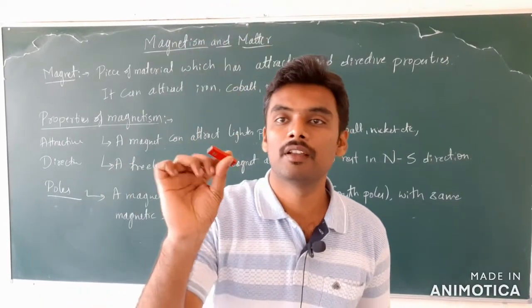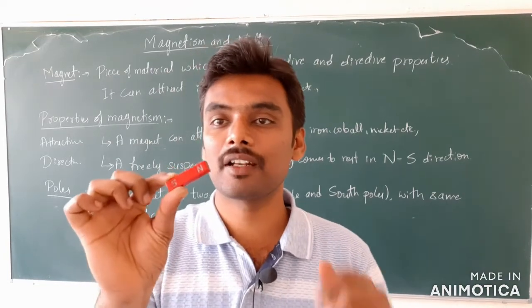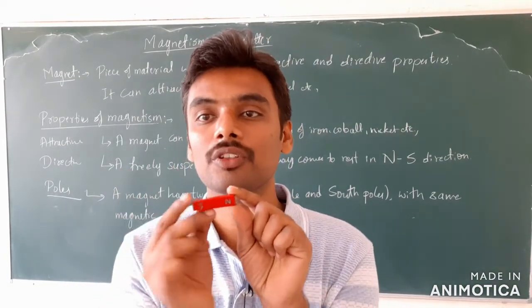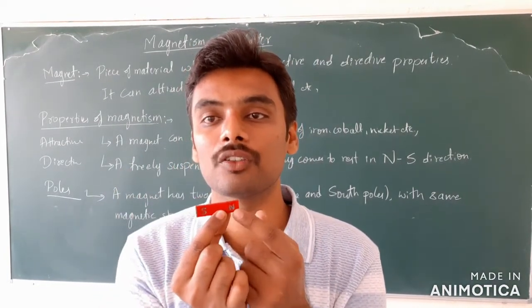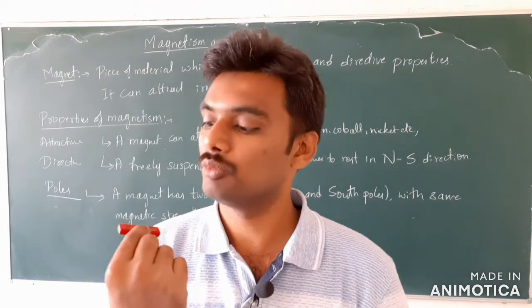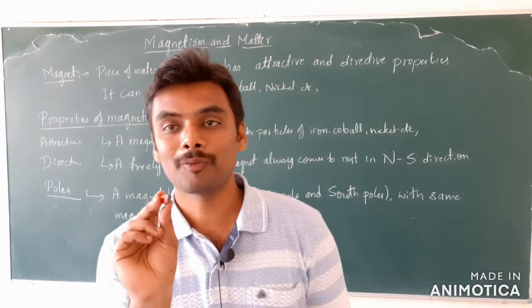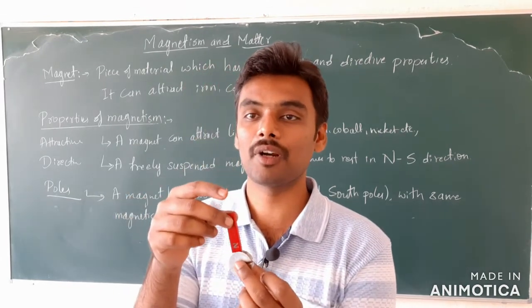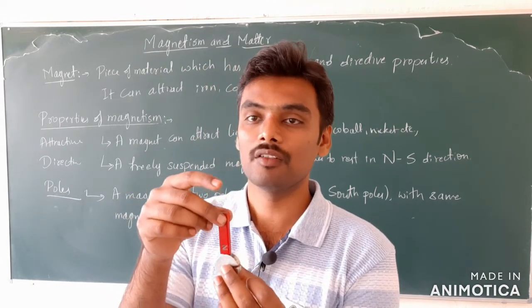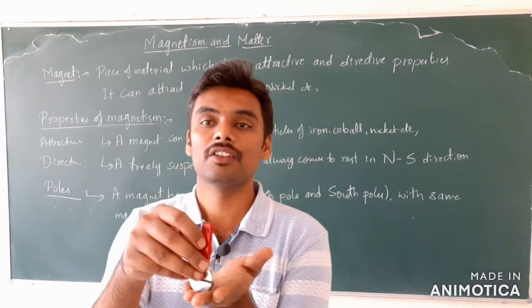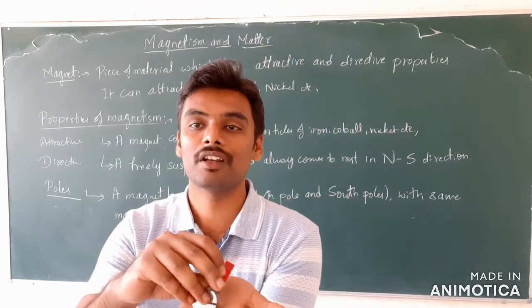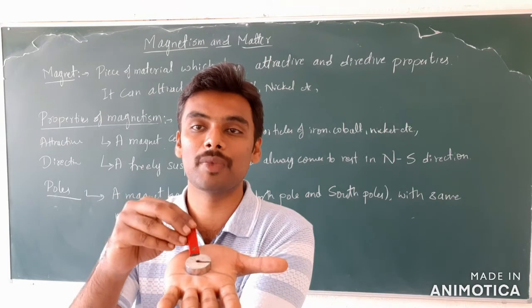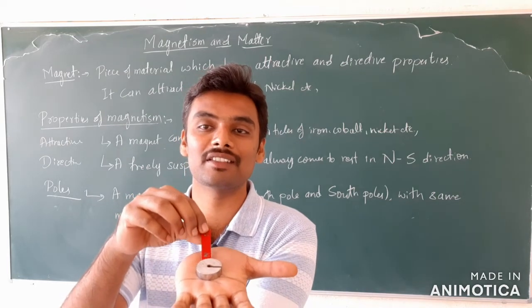Okay, see, this is another magnet where north pole and south pole are mentioned. Actually, this is north and this is south pole. See, this is a small magnet. Yes, it does attract the lighter bodies, but the force of attraction is not sufficient, or it's not the same as the previous magnet. It has less magnetic strength.